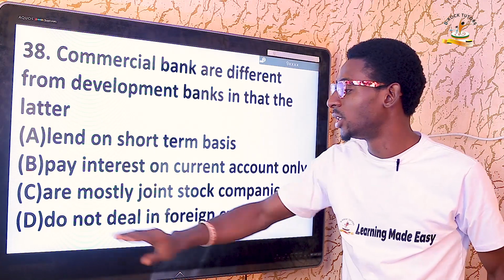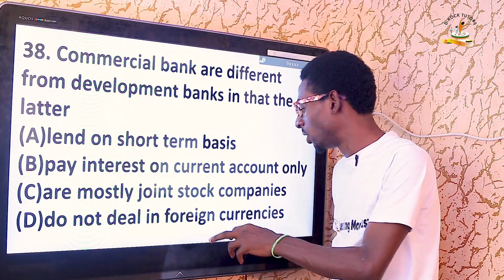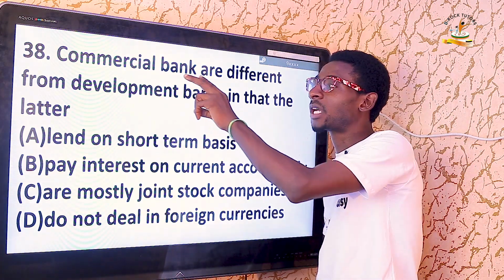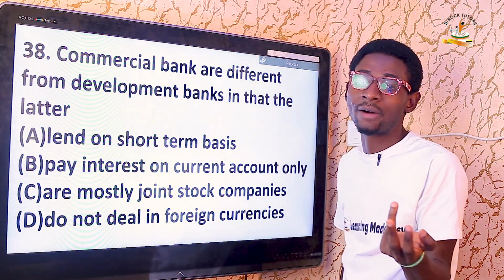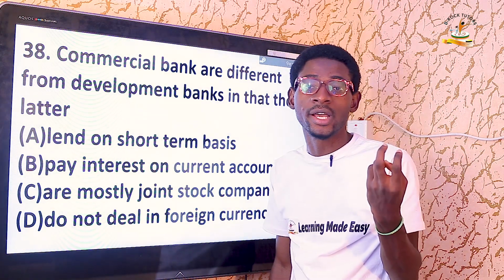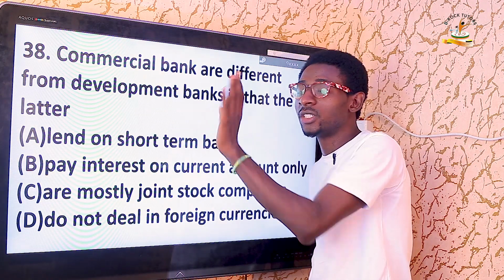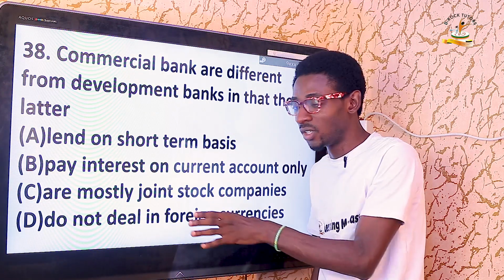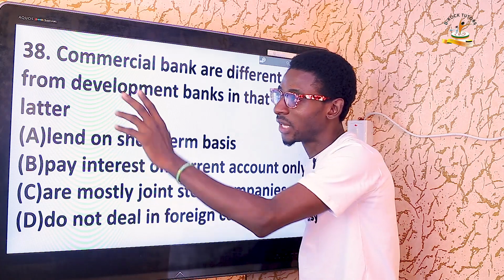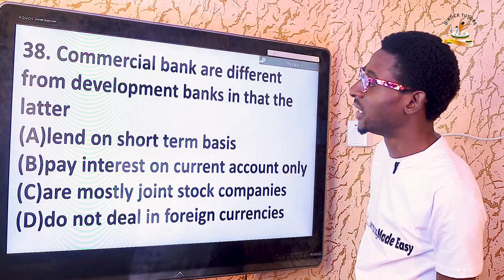So the answer there is option D. Development bank does not deal with foreign currencies. Why commercial banks? Commercial bank, we have MoneyGram, we have Western Union, where they keep dollars, pounds, and the like. But development bank does not deal with foreign currency. So the answer there is option D. So 38 is option D. Number 39.